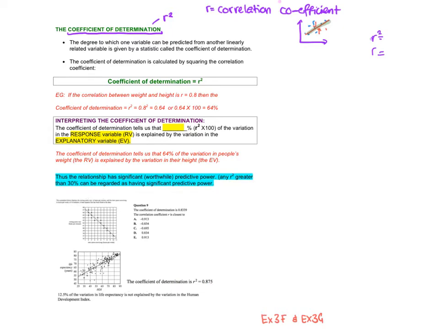So if you think about it, it doesn't matter if you have a negative R value. If you square a negative value, you get a positive, don't you? So the coefficient of determination, and you might want to write that down, is always positive. Even if you had a negative, say for example R equals negative 0.8, if you go negative 0.8 squared, you'll get 0.64. So it's always going to be a positive.